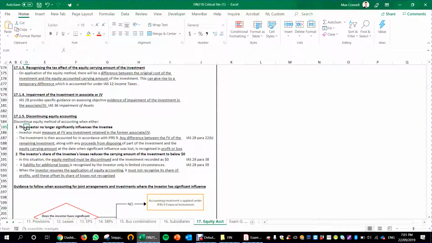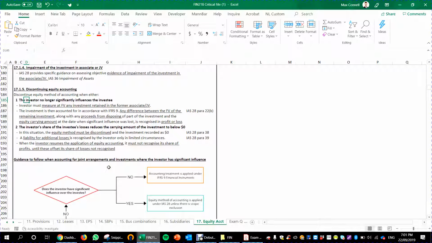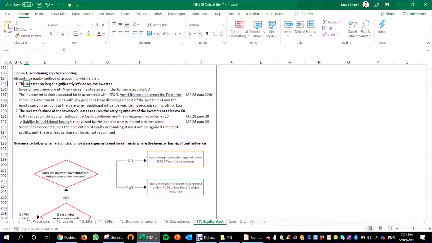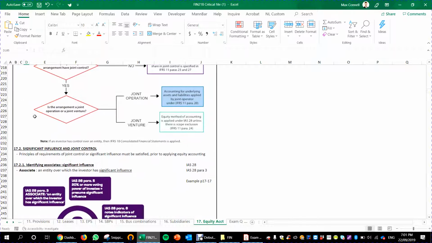Okay, the second situation where you can discontinue the equity method of accounting is when the investor's share of the investee's losses reduces the carrying amount of the investment to below 0. In this case, it must be continued as the investment is recorded as 0. A liability for additional losses is recorded by the investor only in limited situations. When the investor resumes the application of equity accounting, it must not recognize its share of profits until these offset its share of losses not recognized.